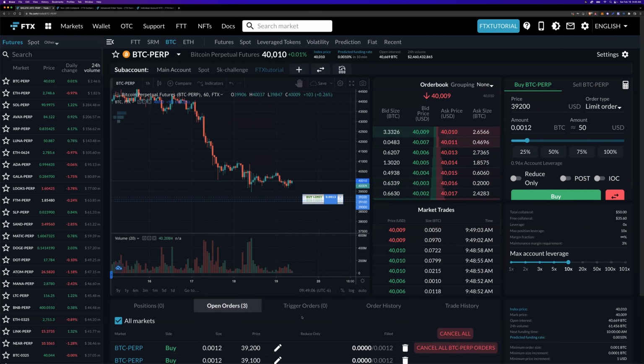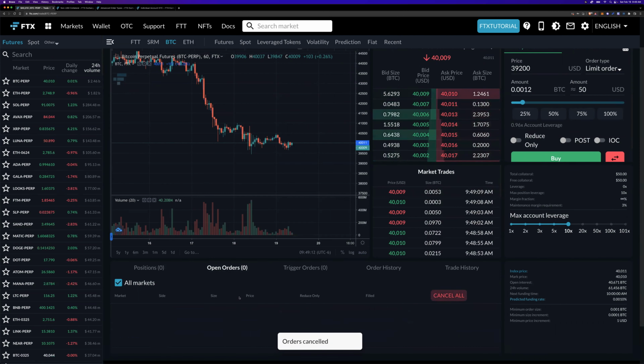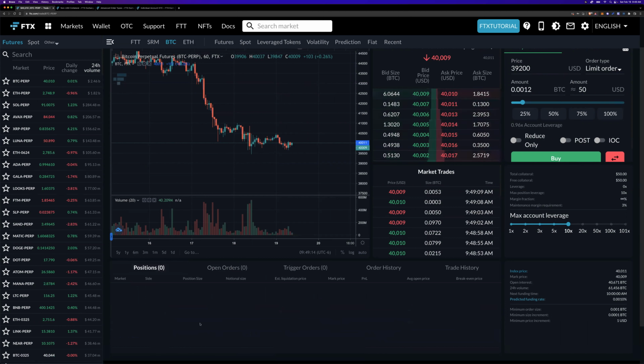And you could go here into open orders and see all the orders that are open, and you can just hit cancel all to make sure you get rid of all your orders. Down here is the screen where it shows you what positions you have open, what open orders are, your trigger orders, your order history, and then your trade history as well.